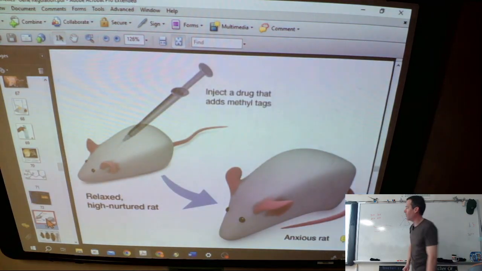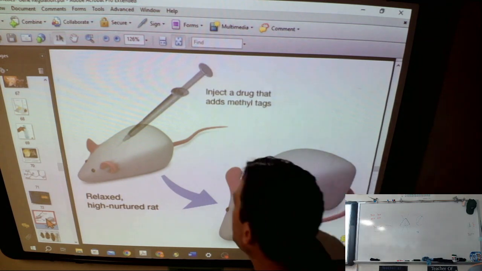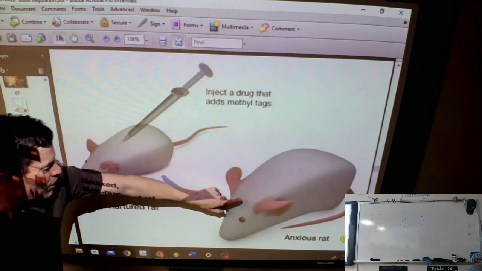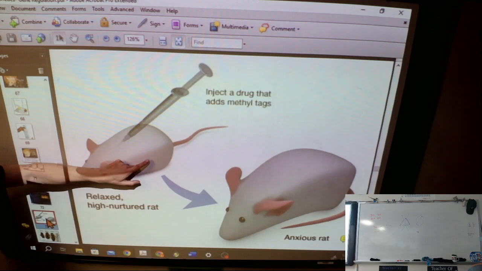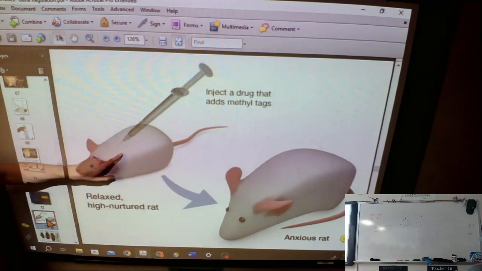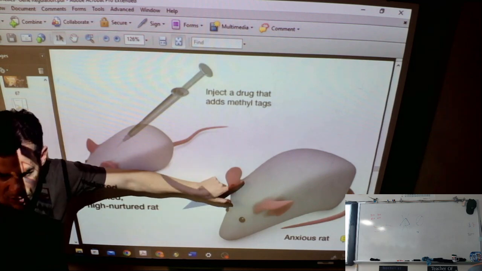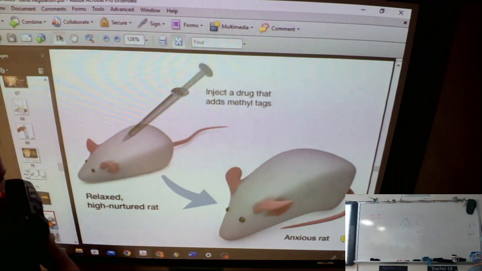We can go in a lab. I don't know how we know where the methyl groups go. I've got a hunch, but I don't know for sure. And we can change, remember how we talked about those mama mice and making anxious kids? We can make the adult mice anxious or not by adding and removing methyl groups. So we can change their personalities by adding and removing methyl groups.